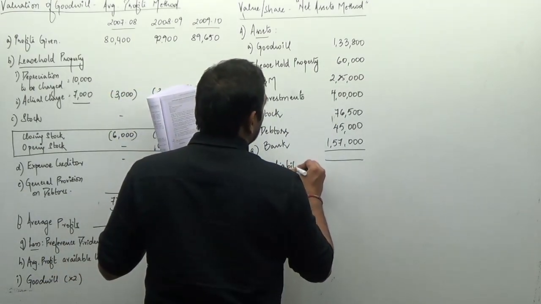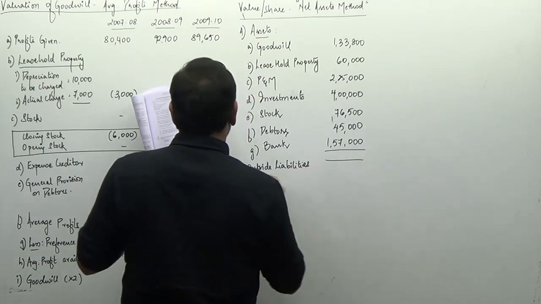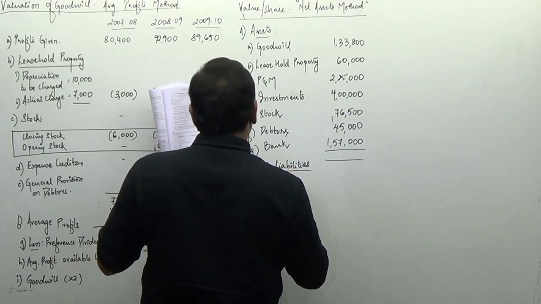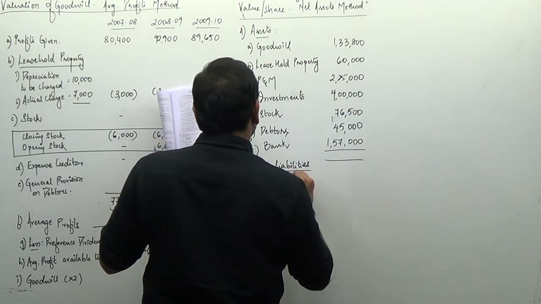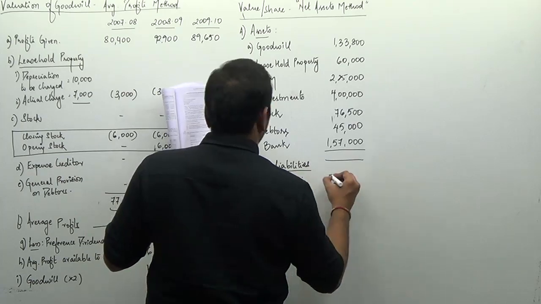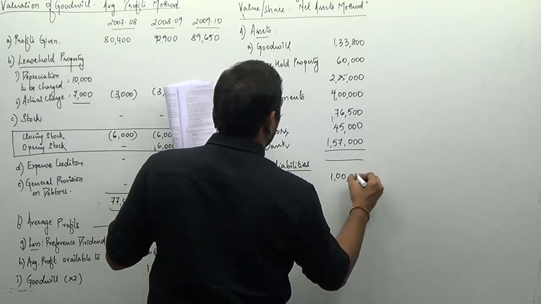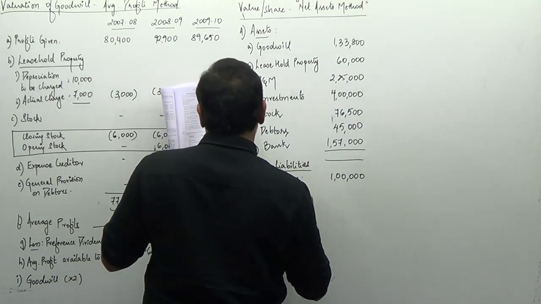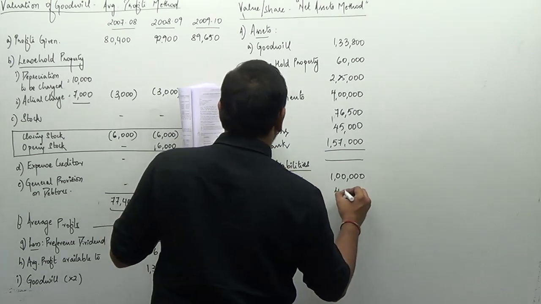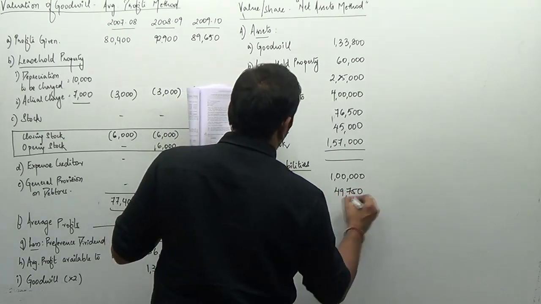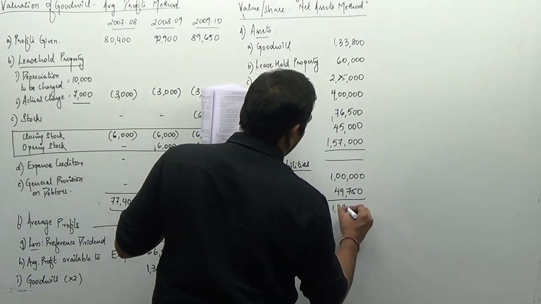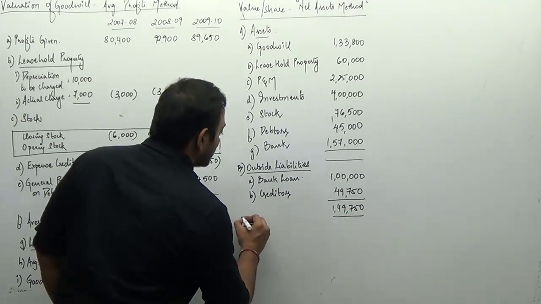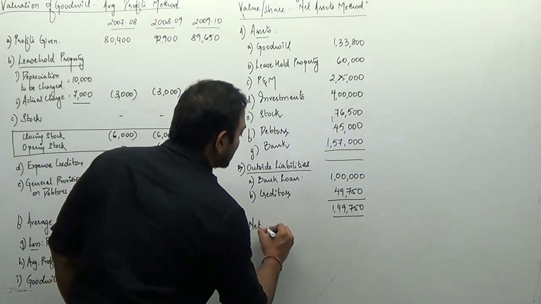Reduce your outside liabilities now. Go from bottom to top. First outside liability is bank loan, 1 lakh. Next one, creditors. This will give us the figure of net assets.